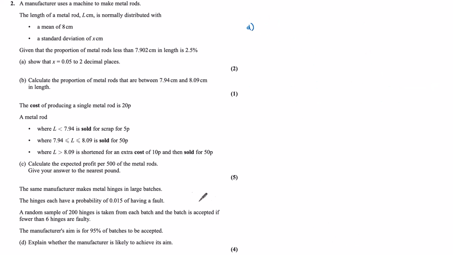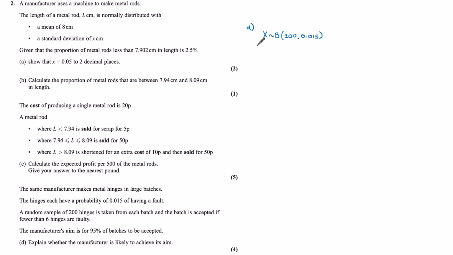Part D. The same manufacturer makes metal hinges in large batches. The hinges each have a probability of 0.015 of having a fault. A random sample of 200 hinges is taken from each batch, and the batch is accepted if fewer than 6 hinges are faulty. The manufacturer's aim is for 95% of batches to be accepted. Explain whether the manufacturer is likely to achieve its aim.